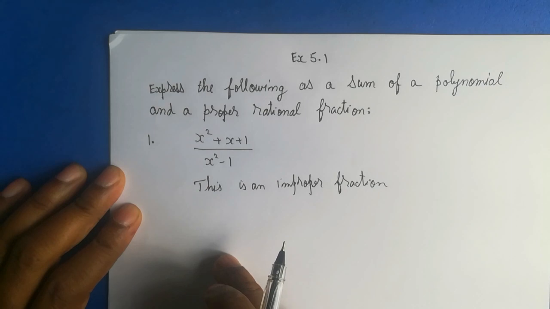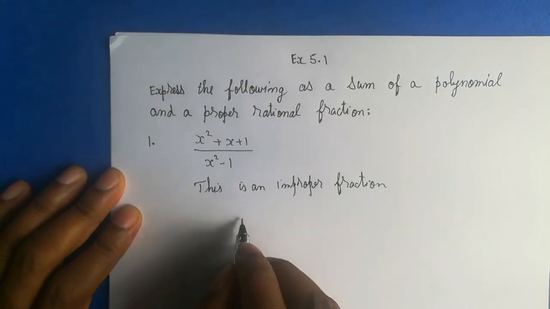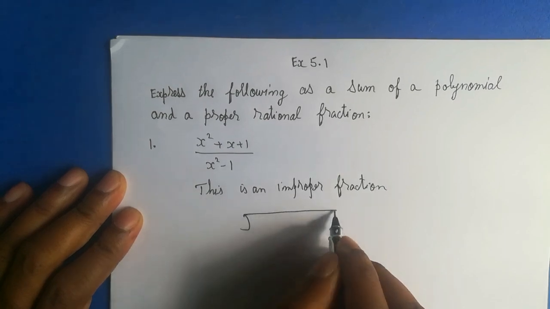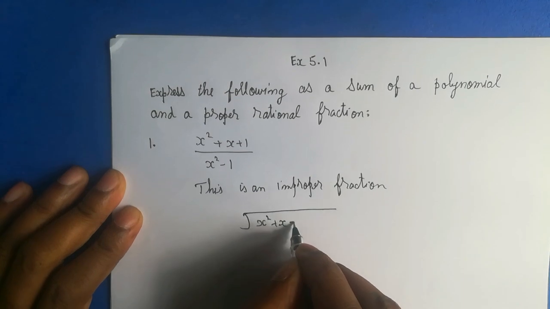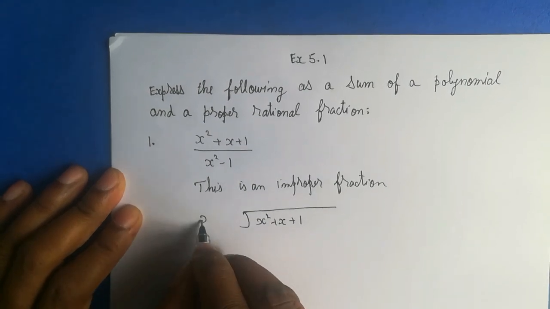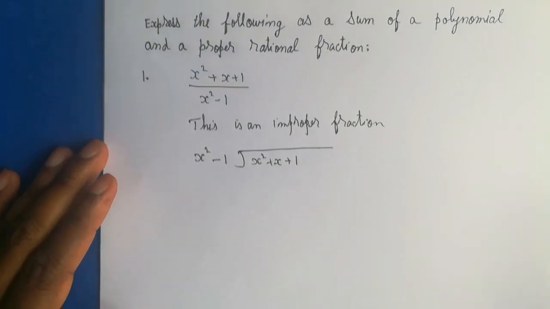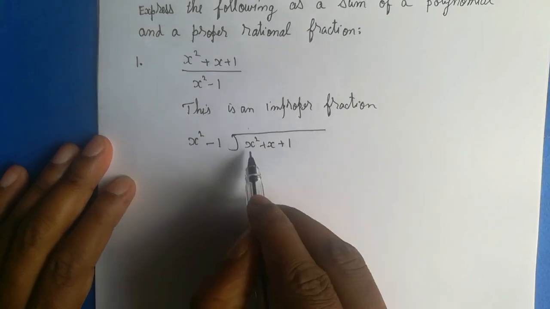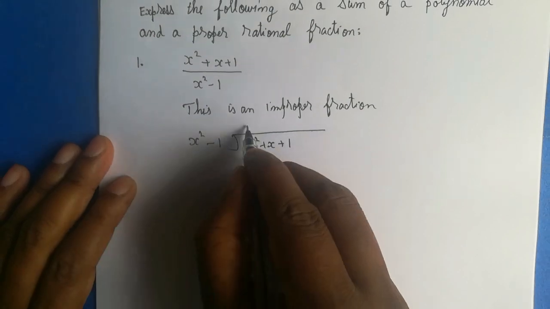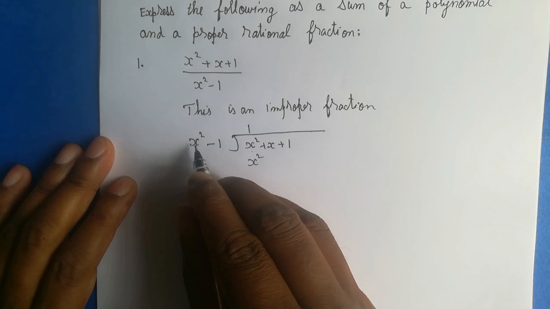If this is an improper fraction, what we are supposed to do is first divide this. Write the numerator x square plus x plus 1, denominator x square minus 1. Now we want to divide this. Write some values here. If you multiply this both, we should get the same term. So we'll put 1. 1 into x square is x square.